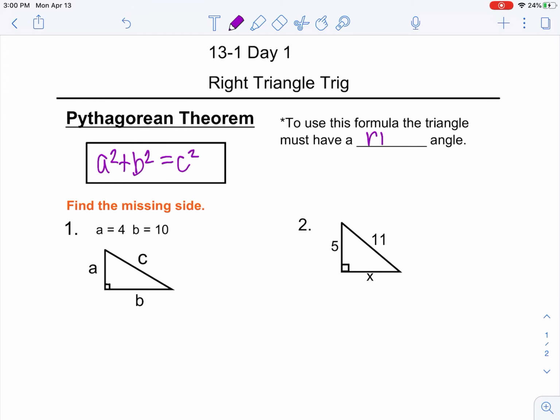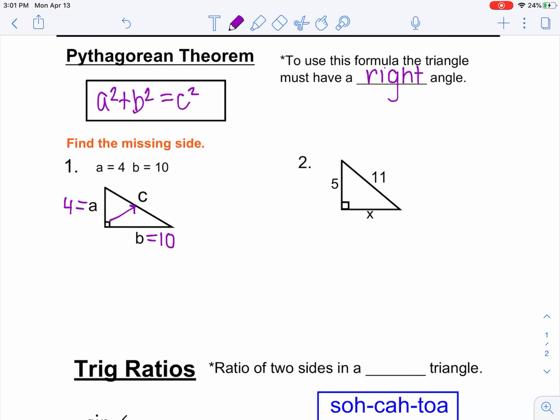Let's go over some examples. Number 1, a equals 4 and b equals 10. And then I know that c is my hypotenuse because it's across from my right angle. So we can set up an equation stating that 4 squared plus 10 squared equals c squared. 4 squared is 16, 10 squared is 100. So if we add those together, we get 116 equals c squared.